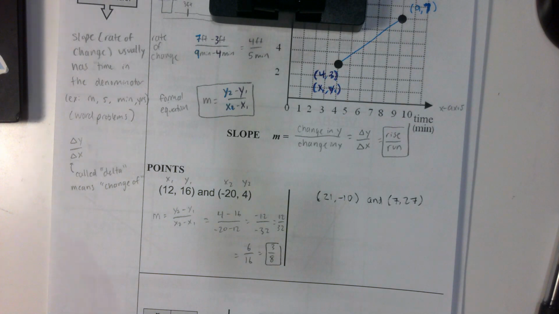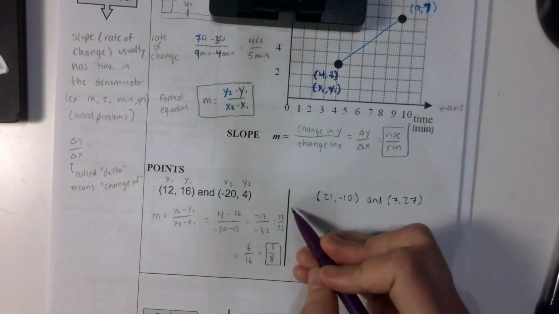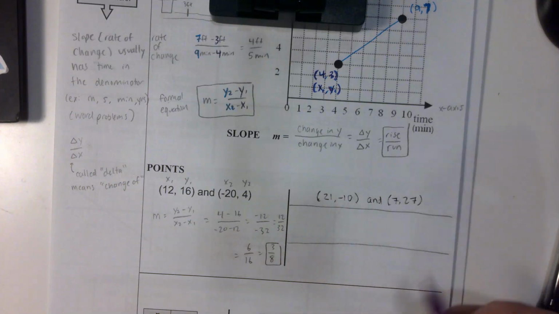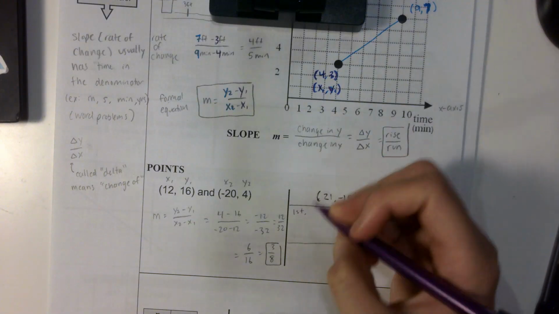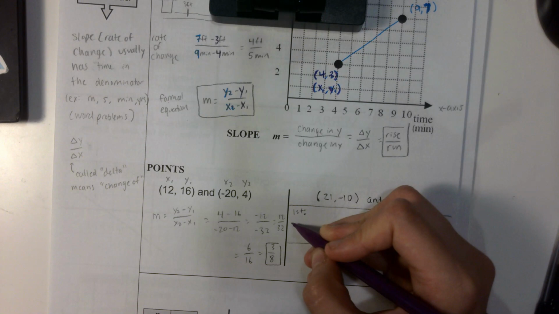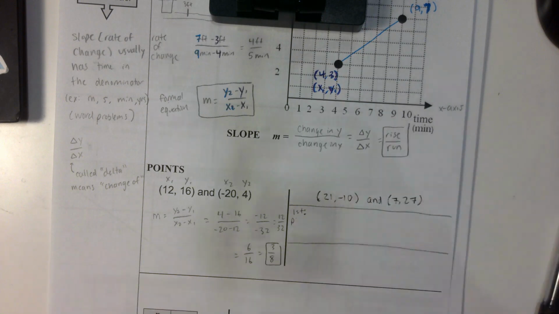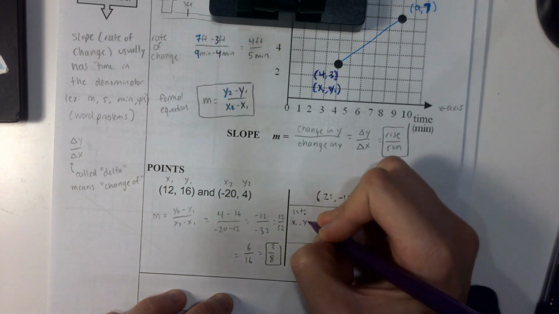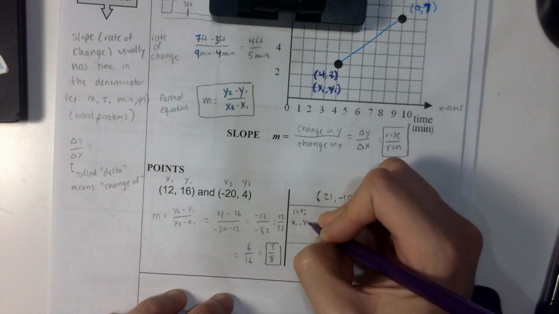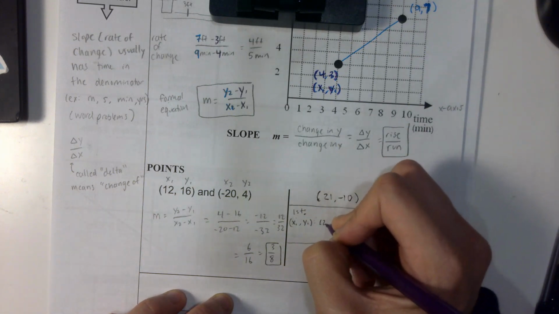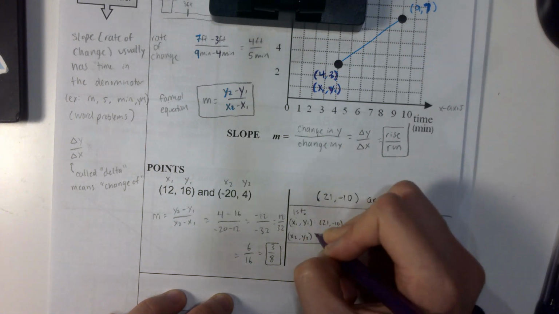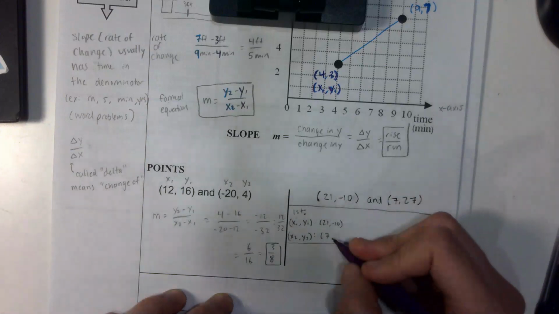Okay, so we're going to do two methods. I want to show you that you can actually do two. So first, let's have x1, y1 be 21, negative 10, and x2, y2 be 7, 27.